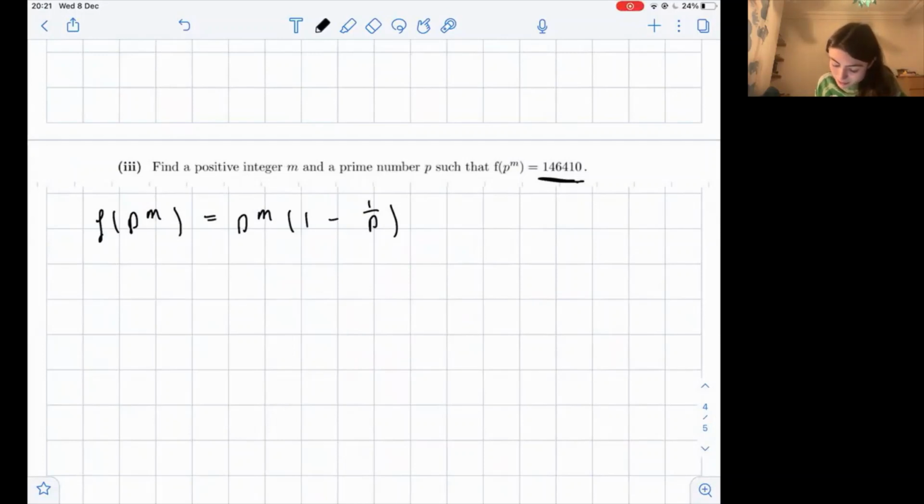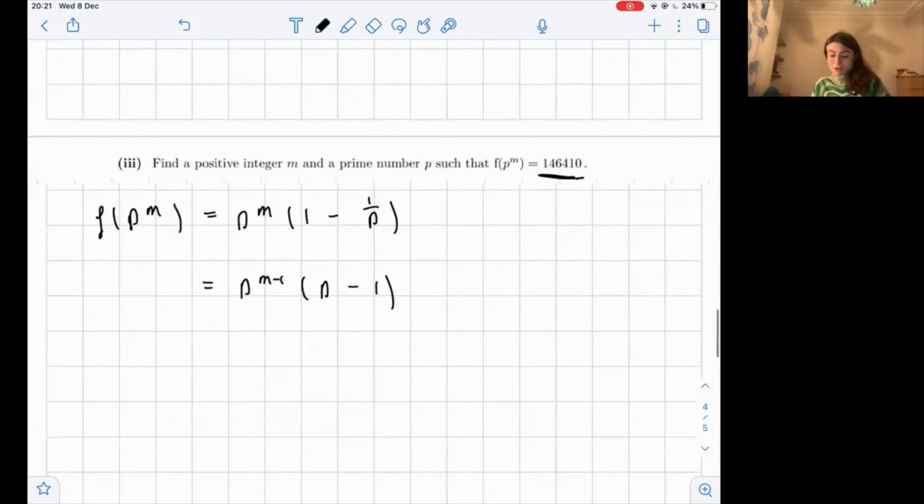Okay, now I think I'm going to get rid of the denominator because I don't really like that. Sorry, this is not right. Actually, I'm going to keep the bracket but get rid of the denominator. So we have p to the m minus 1 times (p minus 1). Okay, and we want this to equal 146,410. So I'm going to factor this number and hope that I get something of this form.